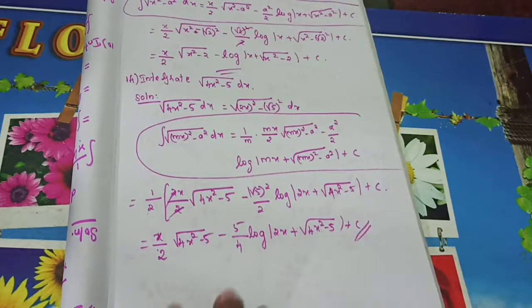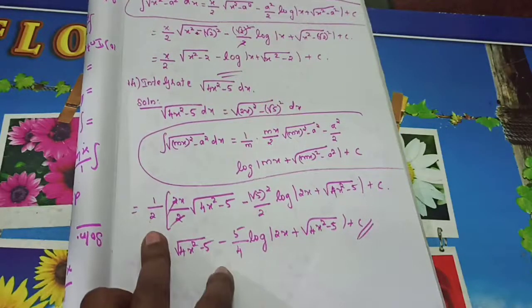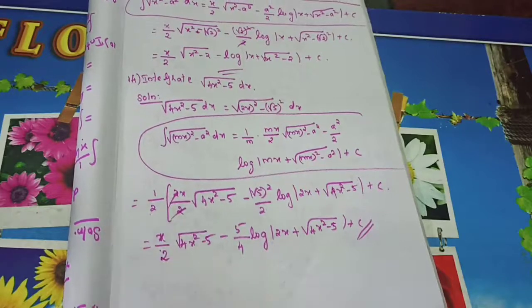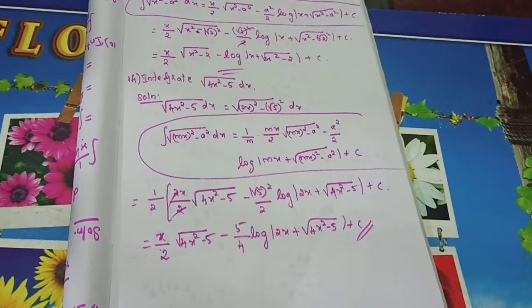Got it? So how did you get this 4? Outside, 1 by 2 is there, is it right? So you need to multiply by this. Perfect. Okay students, exercise 2.7 is completed. I hope you all completed the previous homeworks. So complete everything, and complete 2.7.